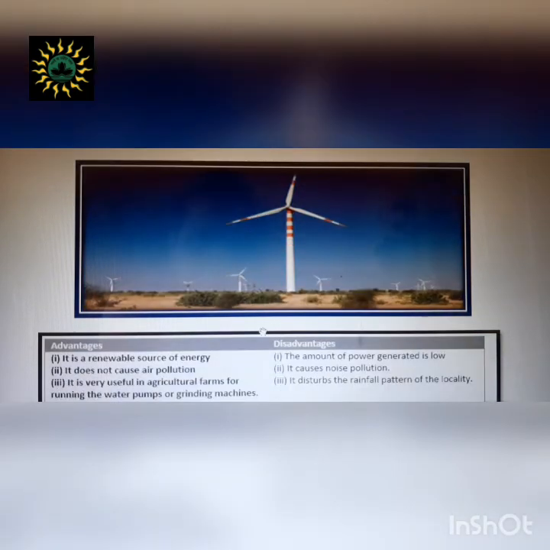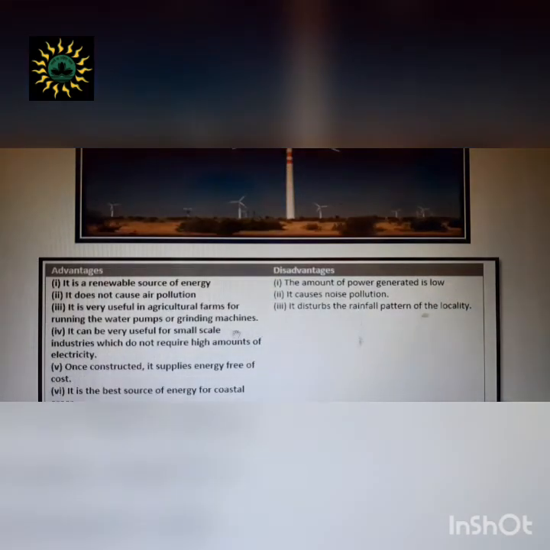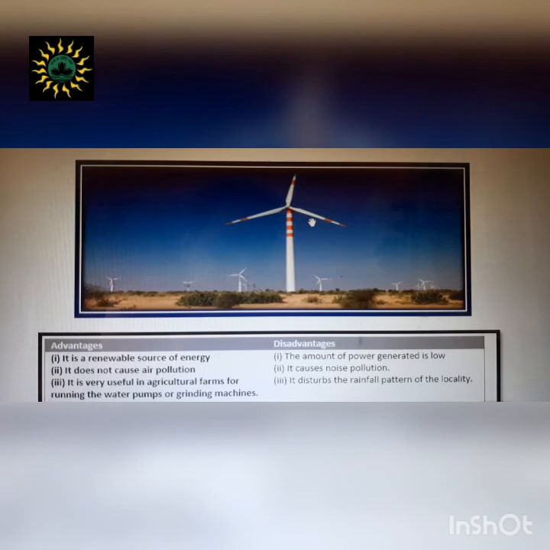Now look at the advantages and disadvantages. Advantages: it is a renewable source of energy, it doesn't cause air pollution, and it is very useful in agricultural farms for running the water pumps or grinding machines. Running water pumps was earlier used a lot for drawing water from wells, and this windmill was used, because if a shaft is coupled to it, if this rotates, the blades rotate, the shaft coupled to it also rotates.